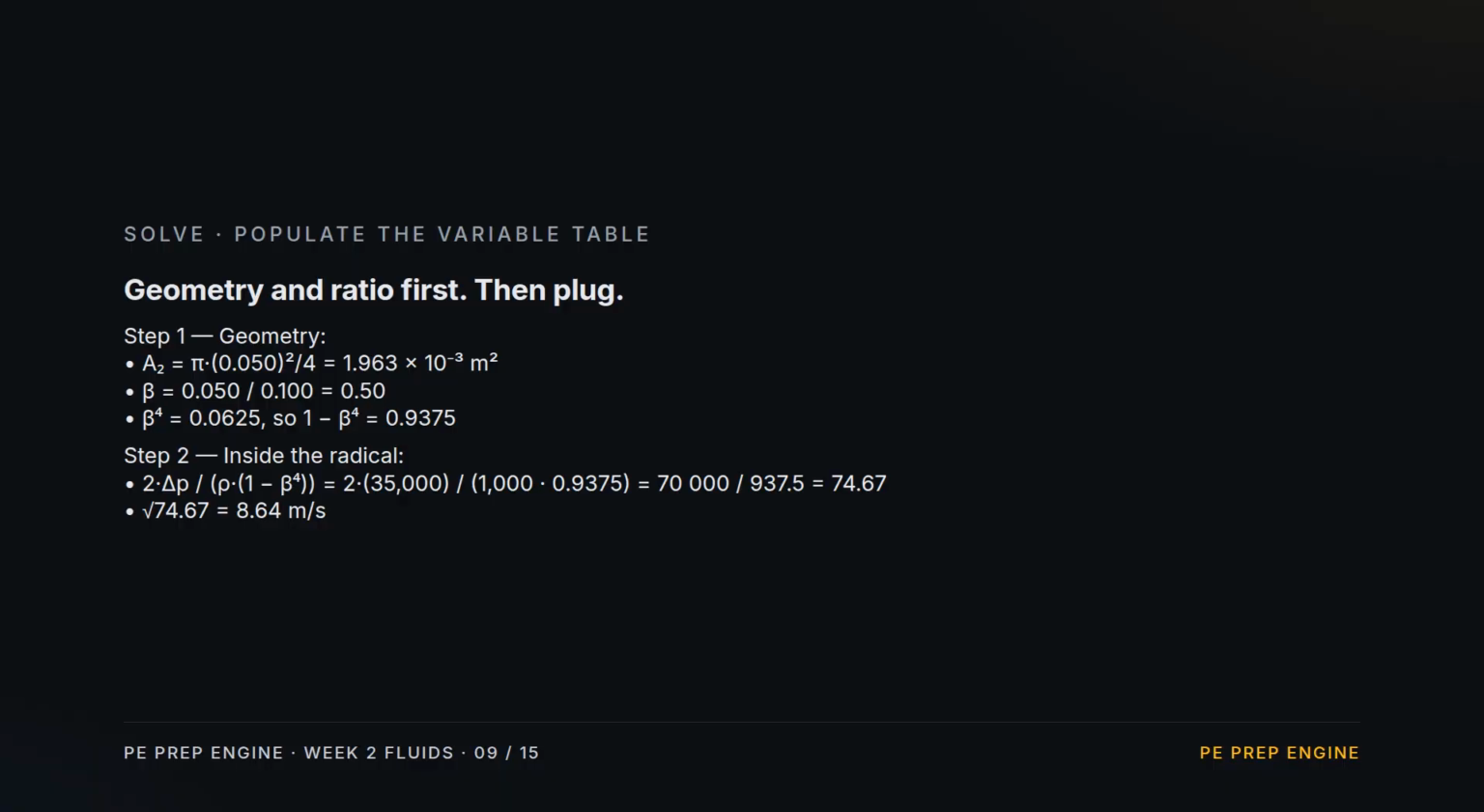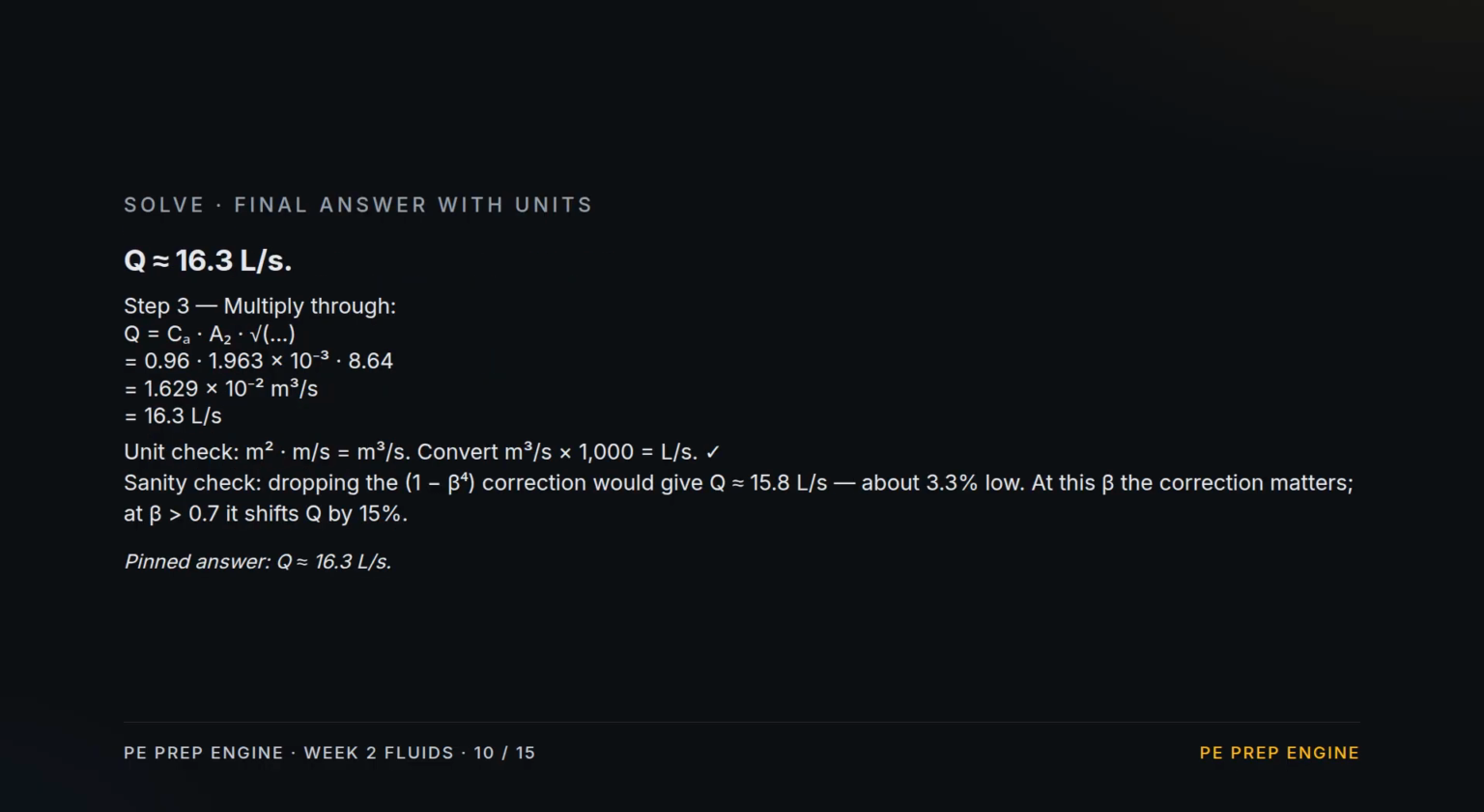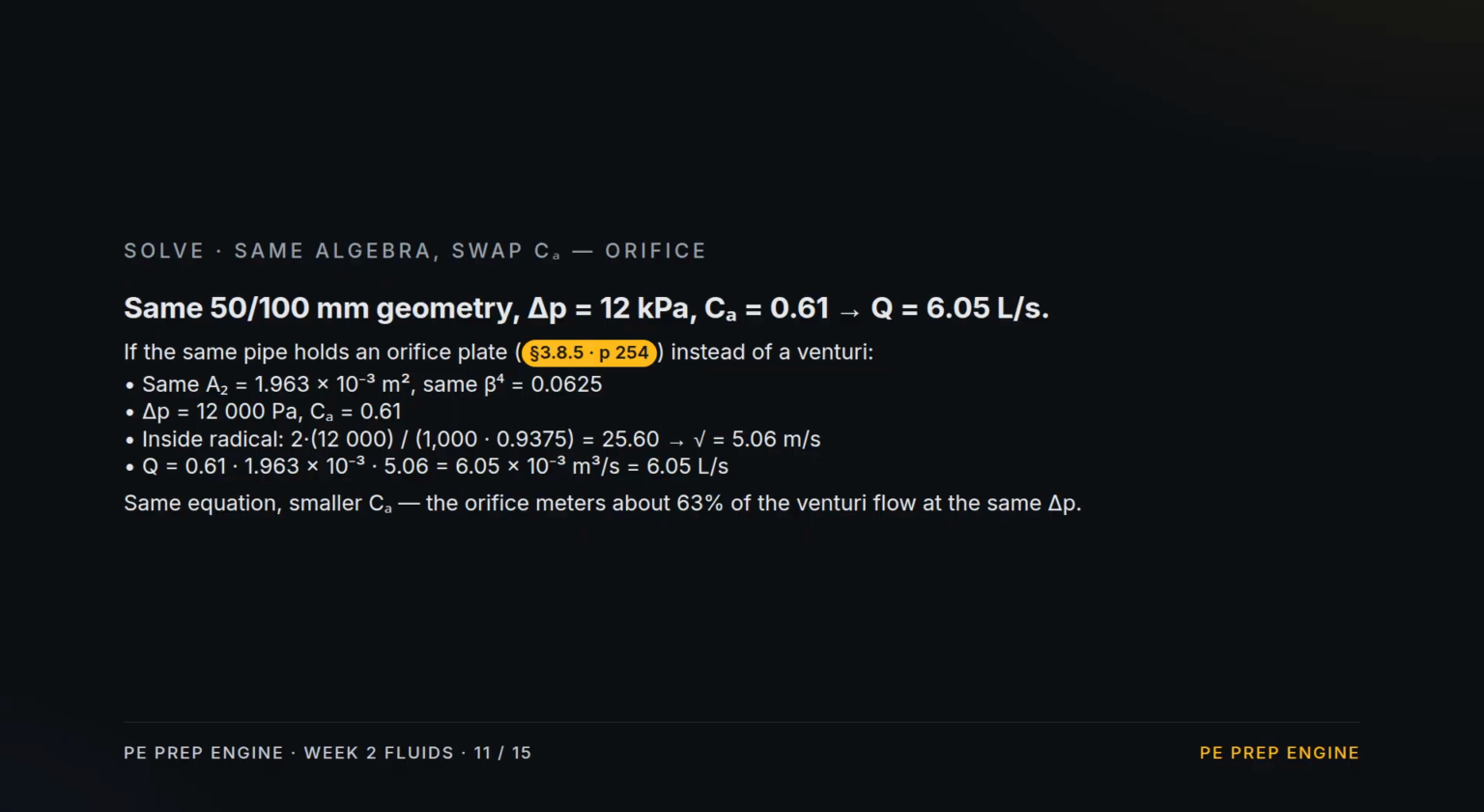First, beta is the diameter ratio, 0.5. Work out the throat area. Then evaluate the radical, and the throat velocity comes to 8.64. Multiply discharge coefficient times throat area times the velocity, and Q lands at 16.3 liters per second. Sanity check. Dropping the 1 minus beta to the fourth correction gives 15.8, 3% low at beta 0.5, but 15% low at beta 0.7.